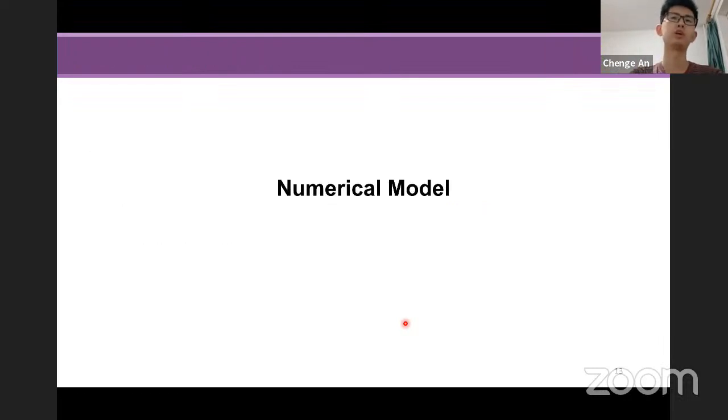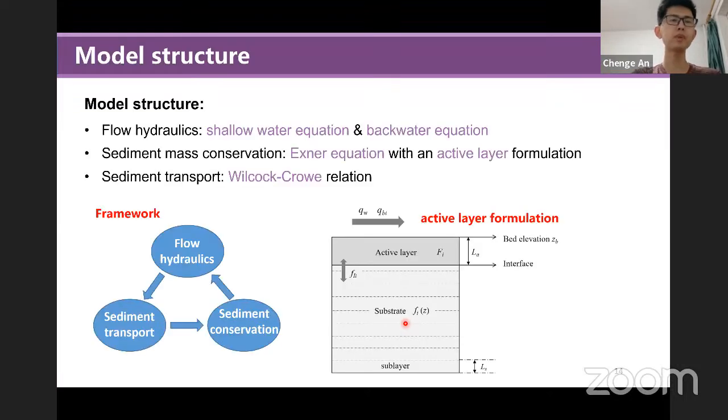To give an answer to the above research questions, we use a 1D morphodynamic model to do the simulations for the Chenge River. And first, we explain the numeric model that we use.